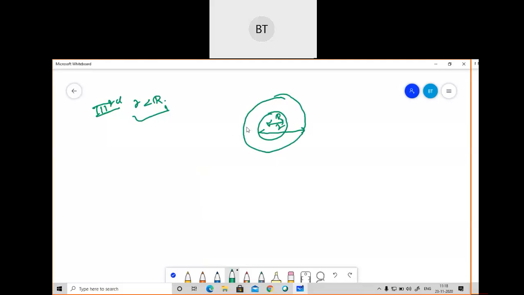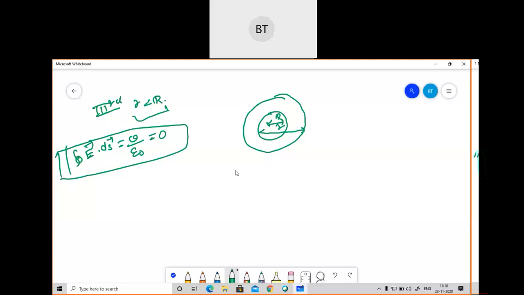So over here, if you apply Gauss law, then there is no charge which is enclosed by the radius r. So what I will write here: the integral of E dot dS equals Q by epsilon naught equals 0. Why have I written 0 here? Because there will be no charge which is enclosed here. Because of that, we are getting the value as 0. So no charge value will be there. So after substituting, what I will get here is that the value of E will be equal to 0.